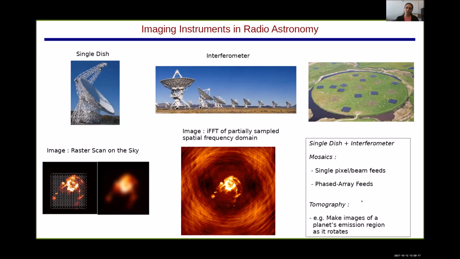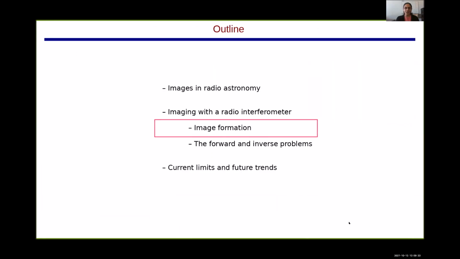An edge case, you can even do tomography if the object that you're looking at far away is conveniently rotating for you. And so people have made images of Jupiter's emission region by simply taking different integrated line of sight measurements as the thing is rotating. So, all right. So now let's go into how interferometry itself works.